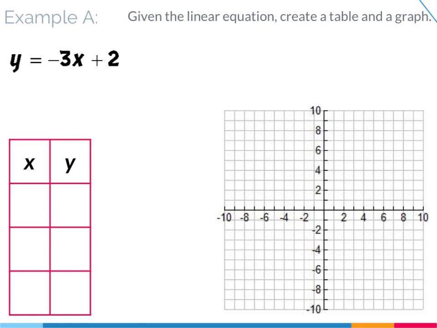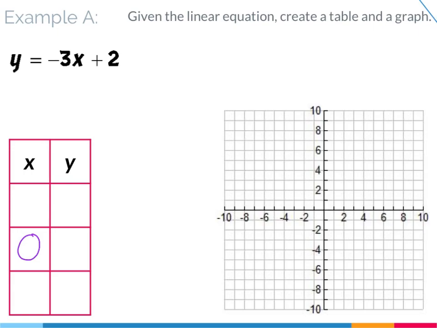Since I get to select my x's because there aren't any x's there for me to pick, I can pick numbers that are going to be easy for me to work with. There are some parameters when it comes to the type of x's that I should pick. In this case, my graph goes up to 10 and stops at negative 10 on both sides. So I don't want to pick numbers that are higher than that because they won't be on the graph and I won't be able to graph them. I'm always going to select 0 because 0 is an easy number to plug in and substitute and do math with.